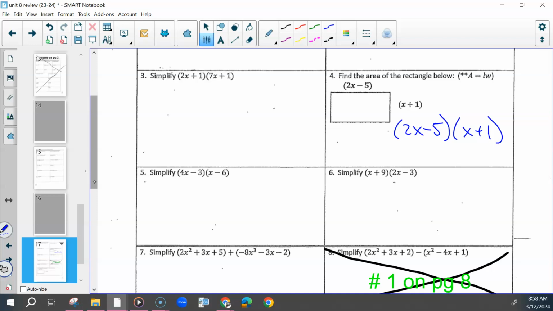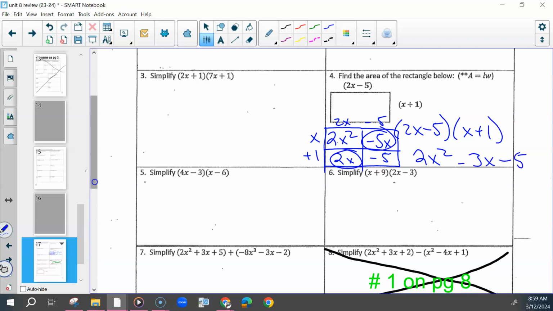So if we're using the box method, I'm going to do that over here. I have 2x minus 5 and x plus 1 on the side. Multiply each piece. So 2x times x would give us 2x squared. Negative 5 times x is negative 5x. 2x times 1 is 2x, and negative 5 times 1 is negative 5. Remember, when you have a binomial times a binomial, you're going to end up with 4 terms, and then combine the terms. Your final answer, 2x squared, combine your like terms to get negative 3x, and then minus 5.